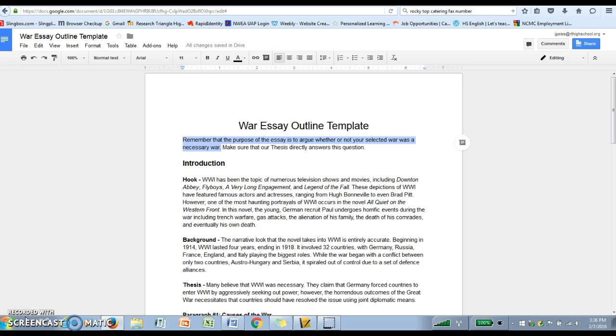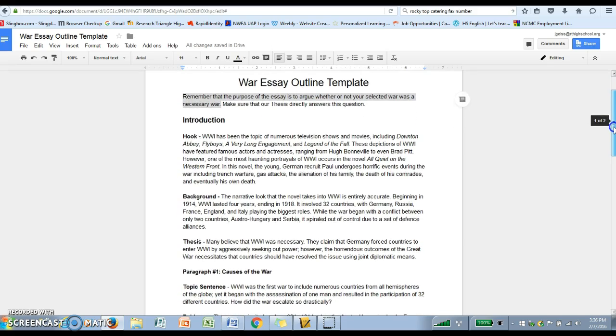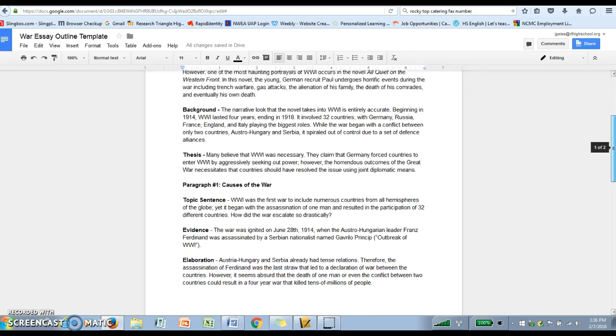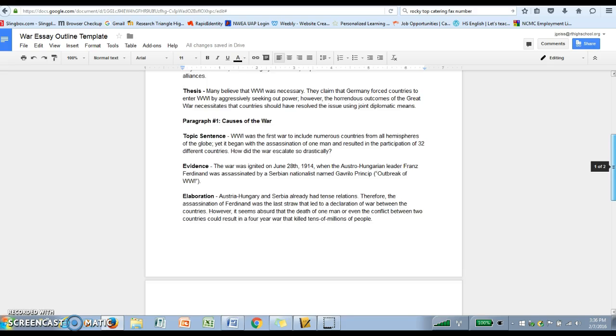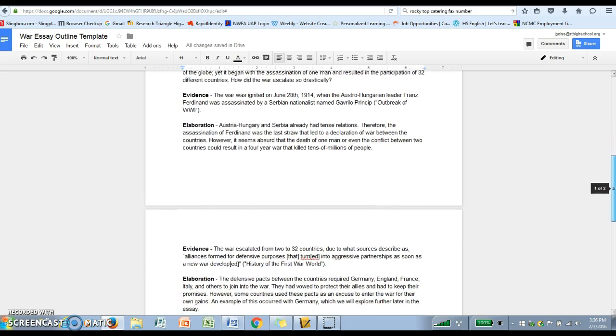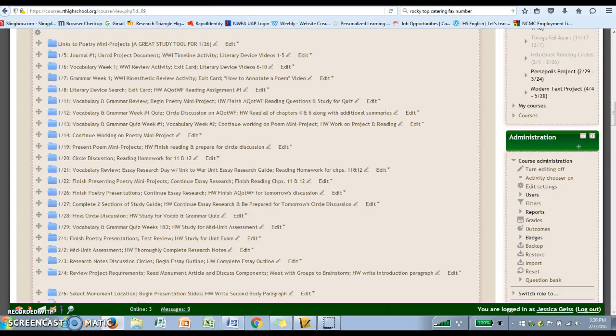Remember that the purpose of the essay is to argue whether or not your selected war was a necessary war. So far, we have completed 2 paragraphs for the essay. We've completed our introduction, which included the hook, background, and thesis, and then our first paragraph about the causes of the war, which included a topic sentence, 2 pieces of evidence, 2 elaborations, and a wrap-up.